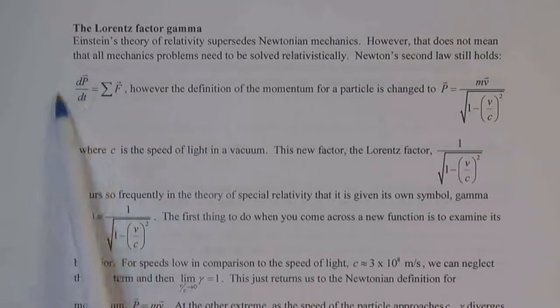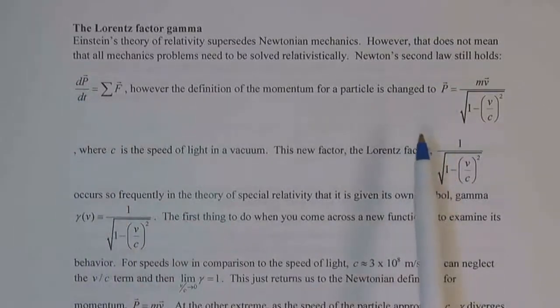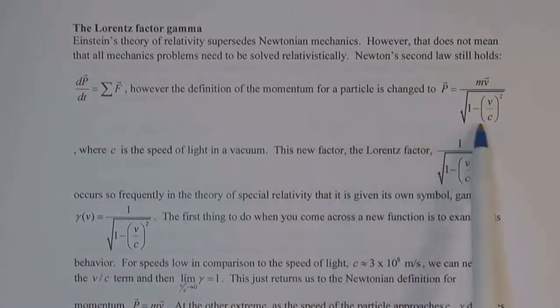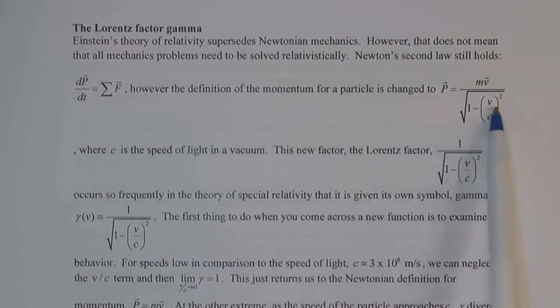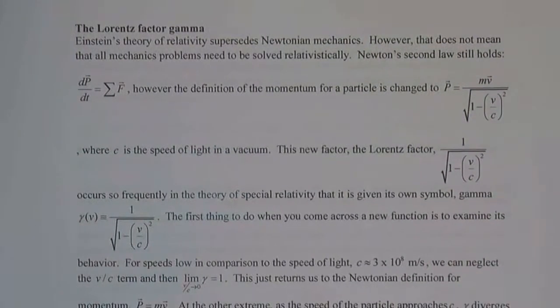So we learned that Newton's second law still holds, where the time rate of change of momentum is equal to the sum of all the forces. However, the definition of the momentum is not the classical definition, the mass times the velocity, but it has another factor in the denominator, the square root of 1 minus (v over c) quantity squared. This factor, the Lorentz factor, is given a new name, gamma, and I'd like to explore this function and see how it depends on velocity and what it looks like at intermediate velocities. The velocity of light is 3 times 10 to the 8th meters per second.